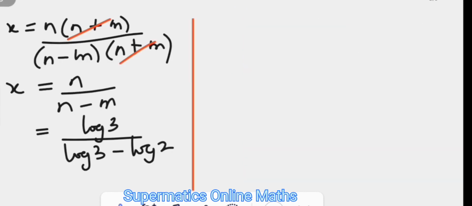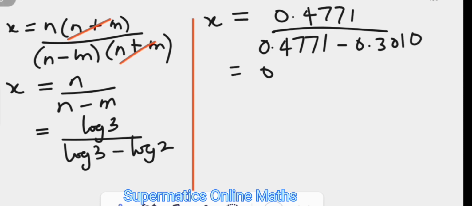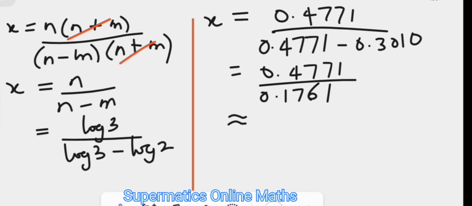If we put in the values of log 3 and log 2, with log 3 being 0.4771 over 0.4771 minus 0.3010 for log 2, this is going to be 0.4771 over 0.1761, which approximately is 2.71 to 3 significant figures.